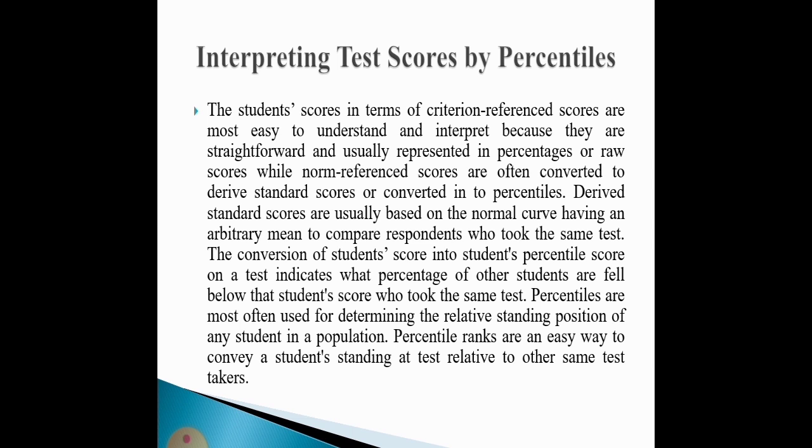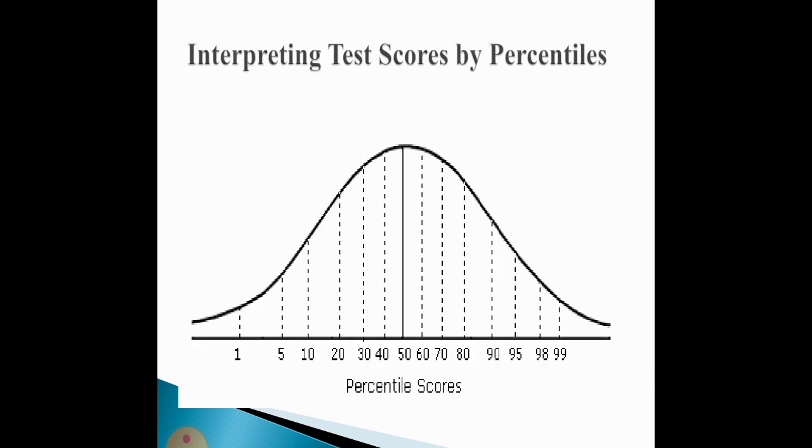The conversion of a student's score into a percentile score on the test indicates what percentage of other students fell below that student's score who took the same test. Percentiles are most often used for determining the relative standing position of any student in a population. Percentile ranks are an easy way to convey student standing on a test relative to other test takers.